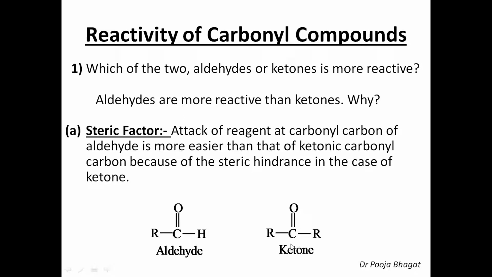So when the nucleophile attacks at this carbonyl center, then in the case of ketone, the steric hindrance is due to the presence of these two alkyl groups. While in case of aldehyde, the steric hindrance is only through one alkyl group because another one is the hydrogen. So the attack of the reagent at carbonyl carbon of aldehyde is easier than in this case because of the steric hindrance. So first factor is steric hindrance, and in ketones also, the bigger the alkyl group, the attack of the nucleophile becomes difficult.